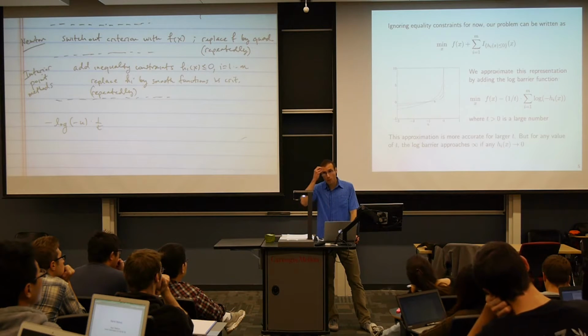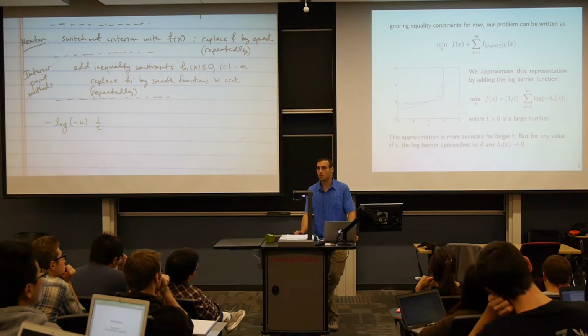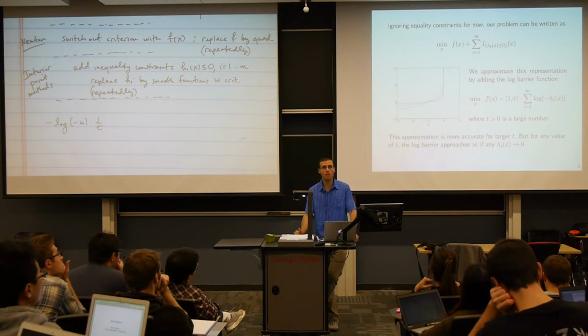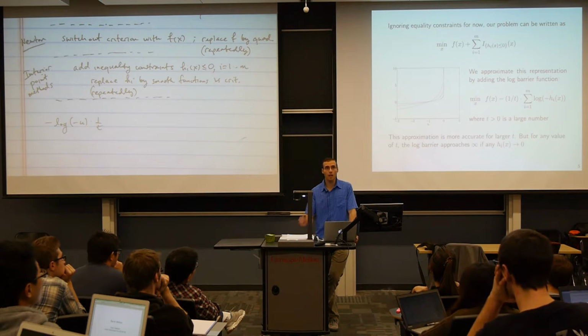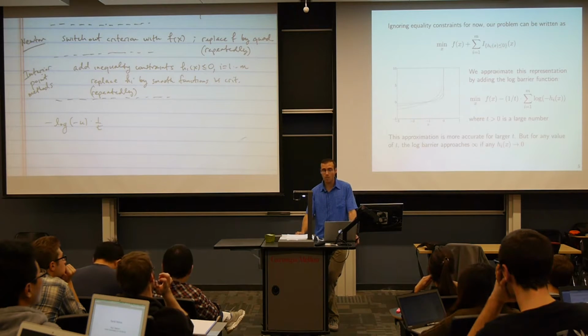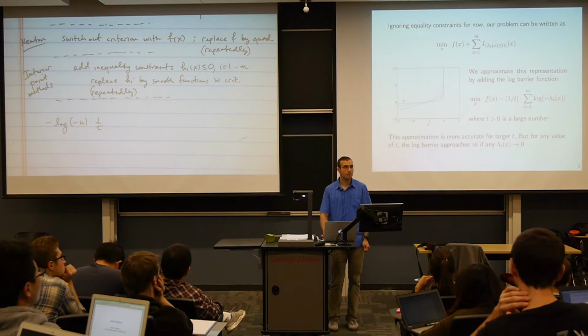So 1 over a million times minus log of minus u is going to look pretty close to the indicator function that u is less than or equal to 0. Okay, and 1 over 10 million is going to look closer, etc. So as I drive that barrier parameter t larger, I always have a smooth approximation to the indicator function, but I get a closer and closer approximation.